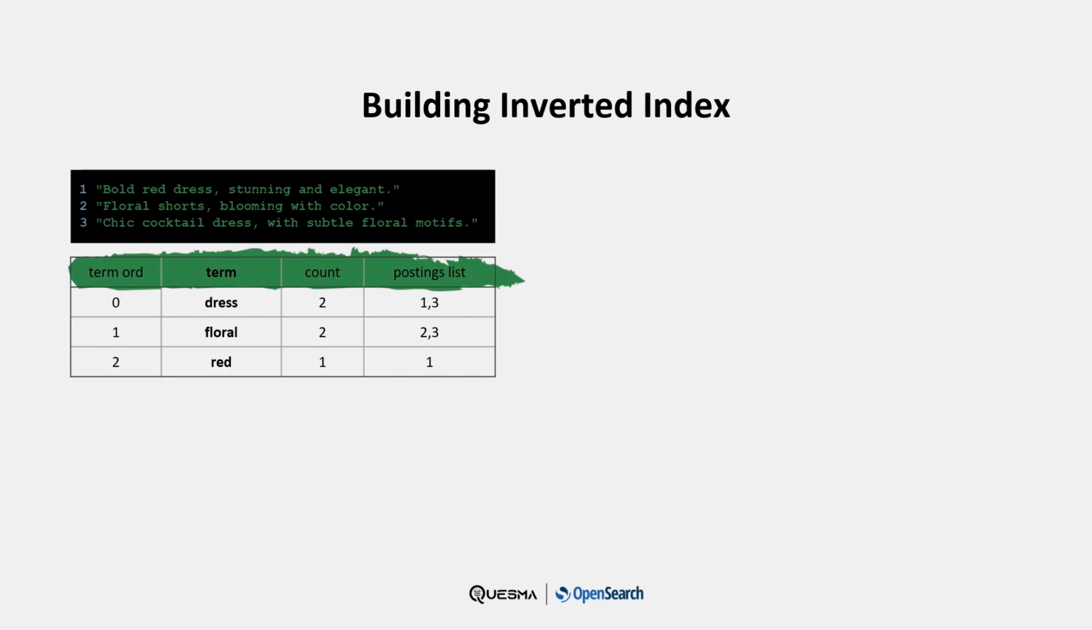So how does it look, and how is an inverted index built? We stick to the same example. Right now, I just truncated it so that we only have the document IDs and descriptions. So we have "bold red dress, stunning and elegant" as an example. And this is, of course, only a short fragment of the inverted index. I haven't built it for this whole set of 3 documents, just to keep my example short.